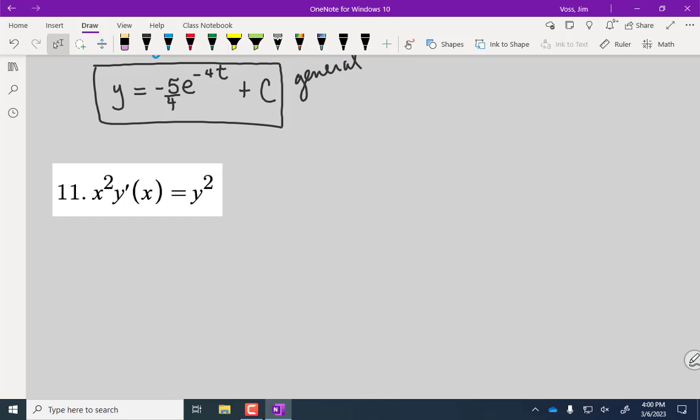I got the natural log of y. There should not be a natural log in there. So this part right here, you have the x's and the y's together. When we do separation, we can't have x's and y's on the same side. So you want to divide both sides by y squared.